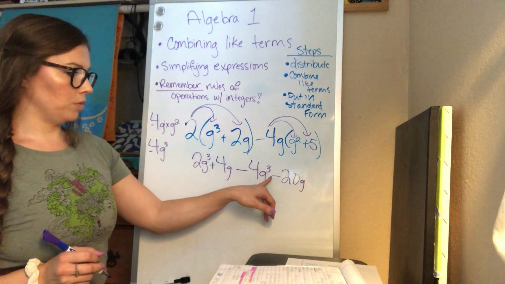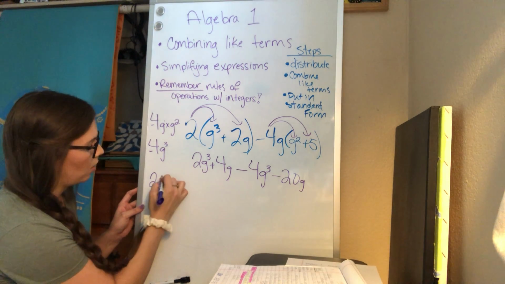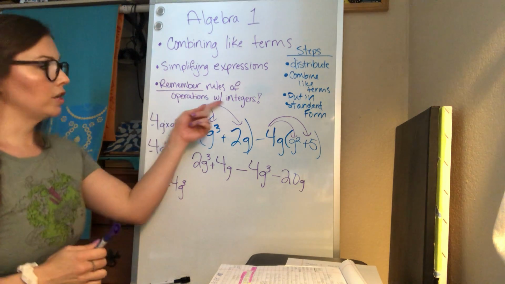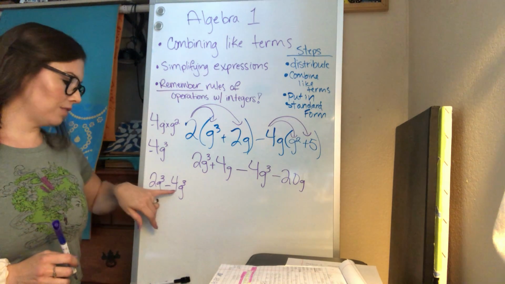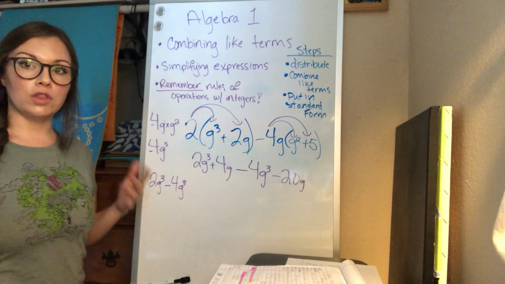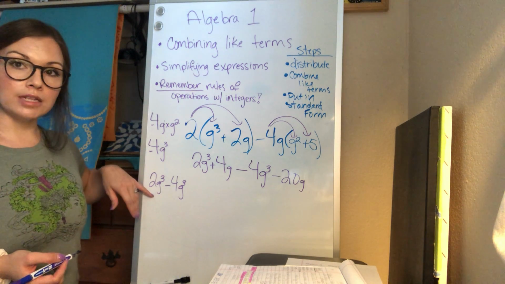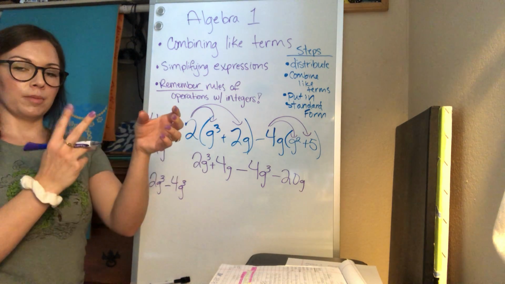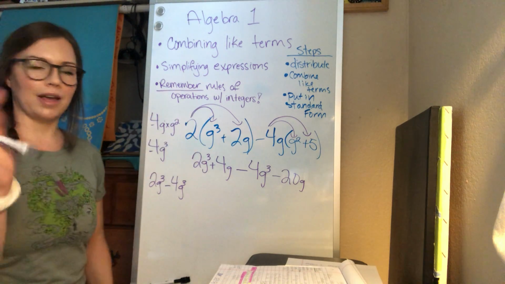minus 4g cubed. Here we are again, having to remember our rules of operations with integers, right? Because I have a positive 2 minus 4, which is bigger than it. So if you think about your number line, if I have 2 and I subtract 4, here I am at 2, here's 0.